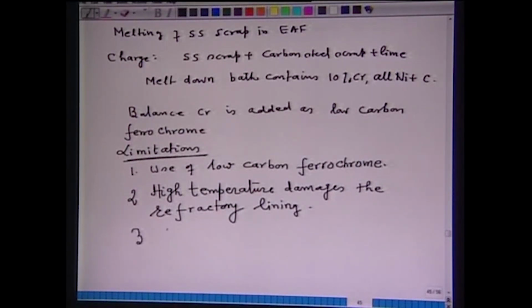Third important point is this: a complete heat takes about 8 hours from charging to finishing. We require stainless steel at a reasonable cost. These limitations of the technology using the electric arc furnace made the stainless steel cost high. What is to be done? It is a challenge to the technologist, and these limitations imposed in electric arc furnace steel making paved the way to find an alternative technology.